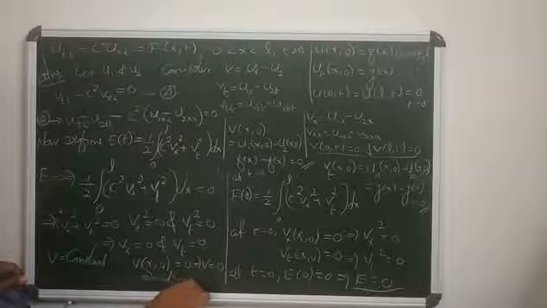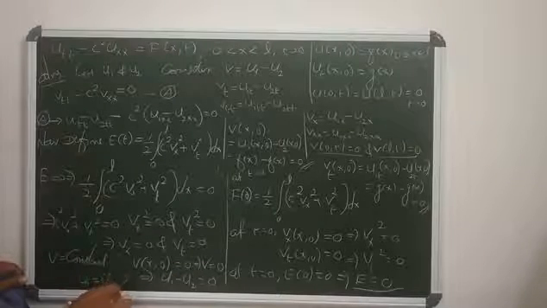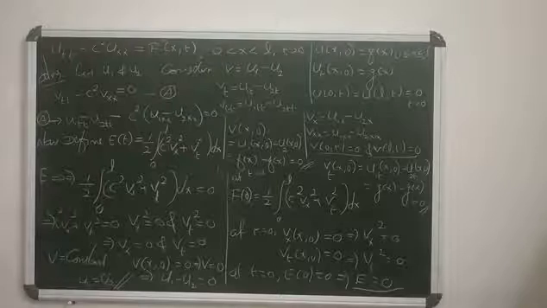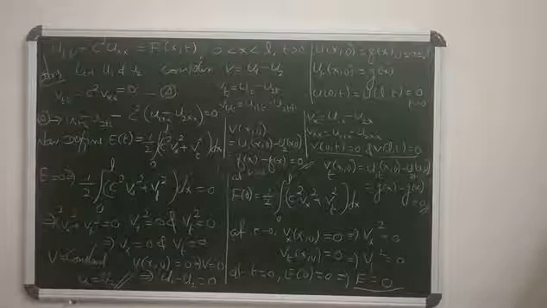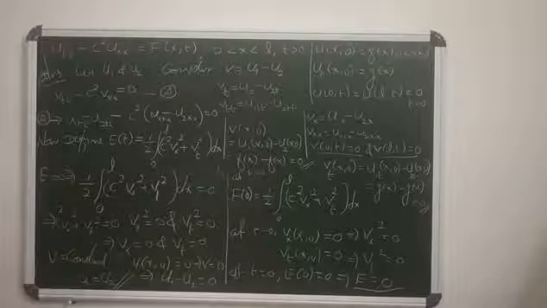What is V? V means u1 minus u2 equals 0. That means u1 equals u2. Hence, the uniqueness is preserved here. So this is the solution of this problem. That is what we require here.